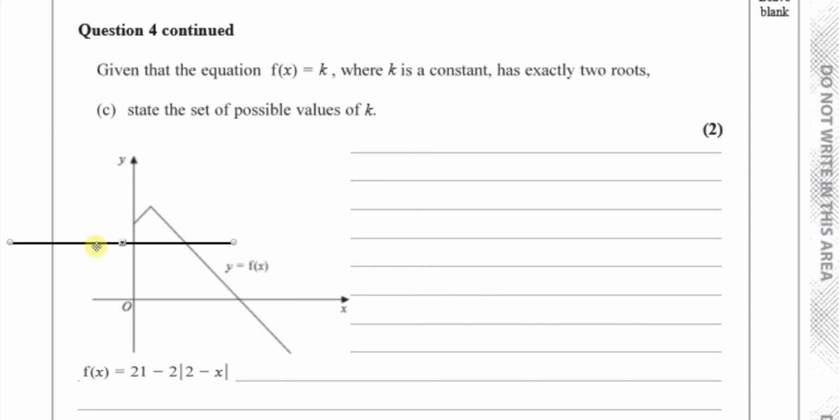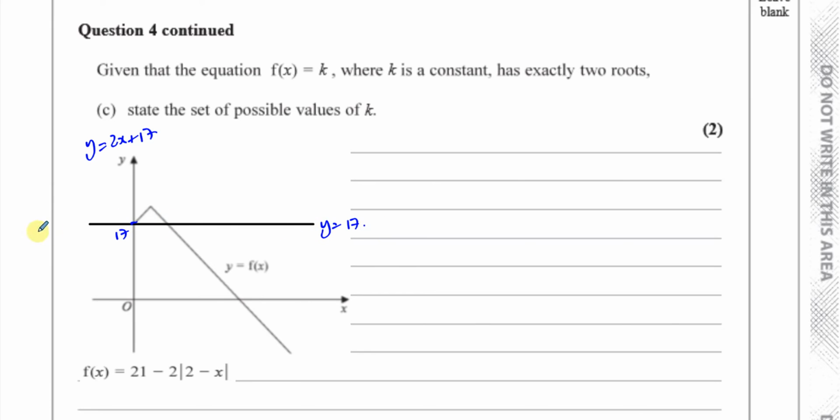Now, if you draw a line horizontal here, it's going to give only 1 root, because this line doesn't continue on here. It would give 2 roots if the line continued on, but there's only 1 root. The point where it starts giving 2 roots is this point over here, where it hits the y-axis. Now, we learned that this part of the graph was y equals 2x plus 17. So that's when y equals 17. So k equals 17 is the starting point.